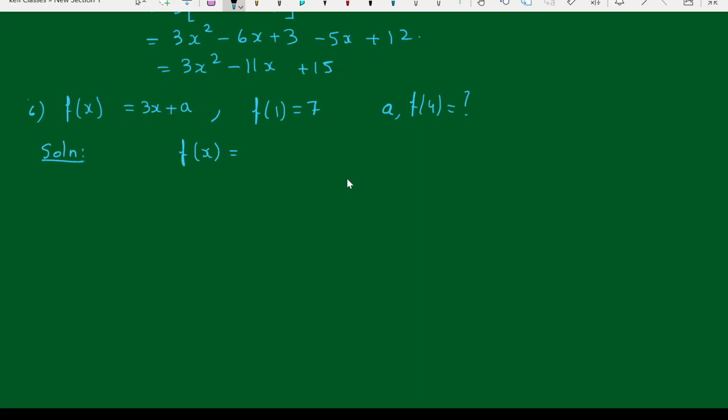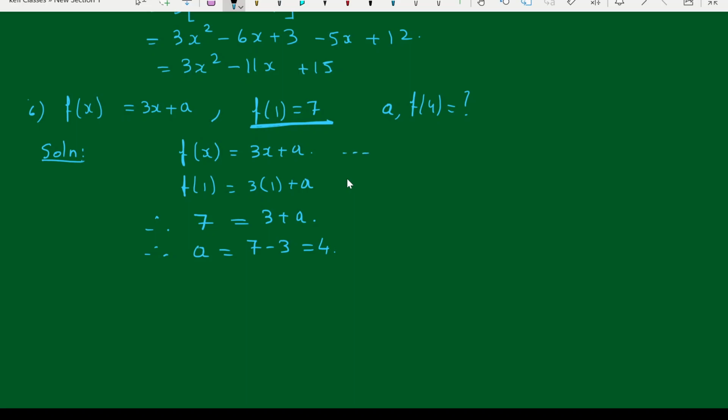f of x is equal to 3x plus a, and f of 1 will be how much? 3 into 1 plus a. Correct ना? f of 1 क्या रहेगा? 3 into 1 plus a. But f of 1 is given to us as 7. So 7 is equal to 3 plus a. Therefore, a is going to be 7 minus 3, which is equal to 4.